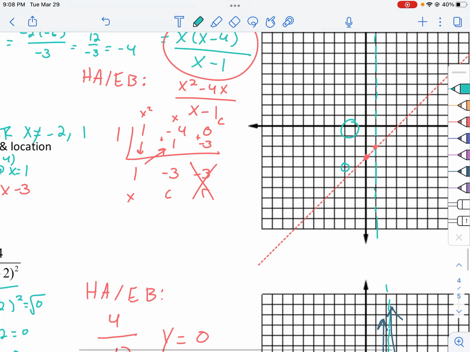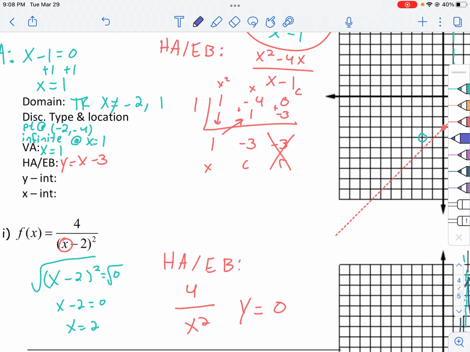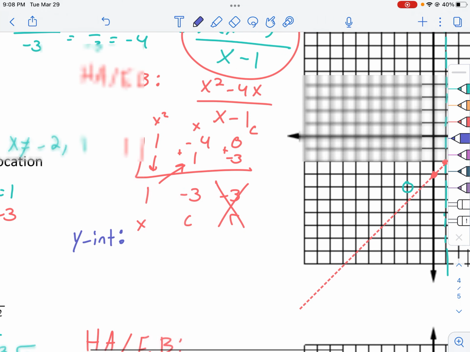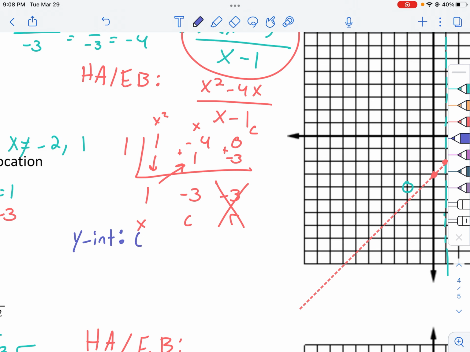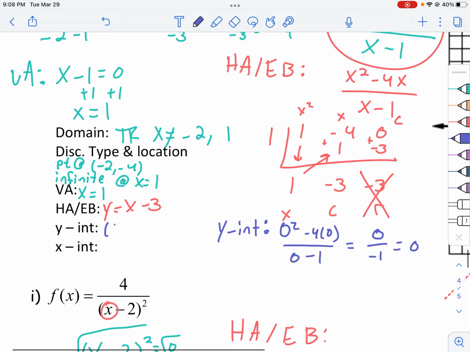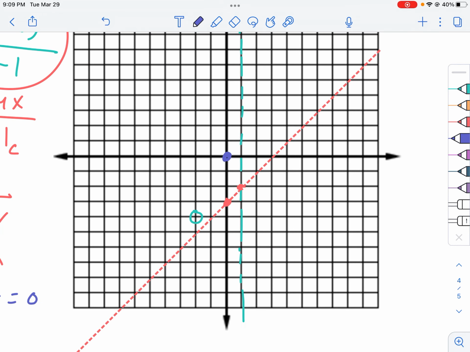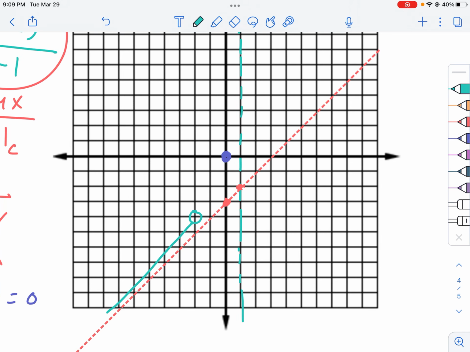I guess we can be a little bit more precise. Definitely going to go through the x-axis and the y-axis somewhere. So let's find those points. For the y-intercept, remember we plug in 0 for x. So this is going to be 0 squared minus 4 times 0 over 0 minus 1. So that's 0 divided by negative 1, which is just 0. So the y-intercept is at (0, 0). Nice. We do go through that point, which is great, which means now we can graph this section of the graph.